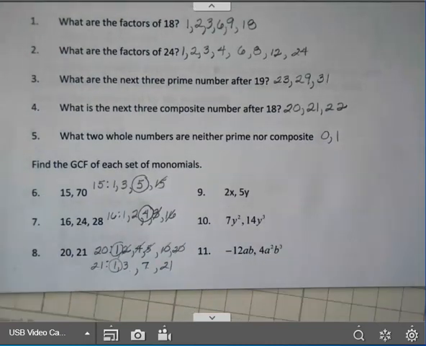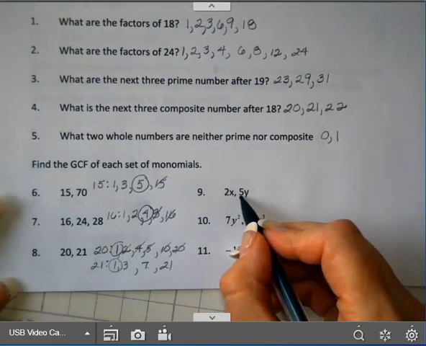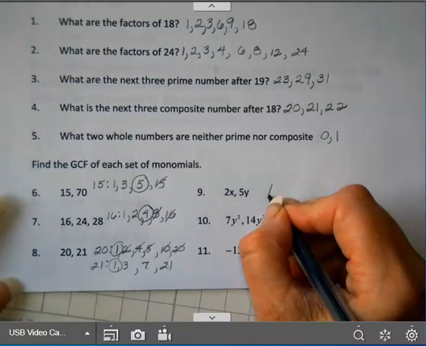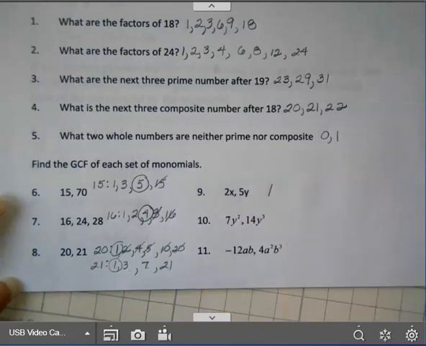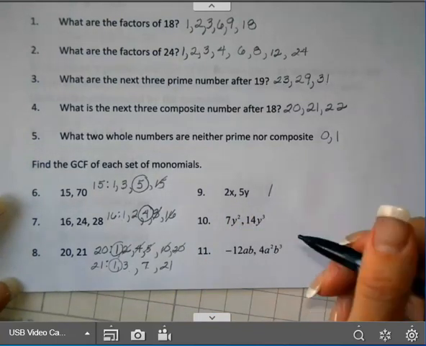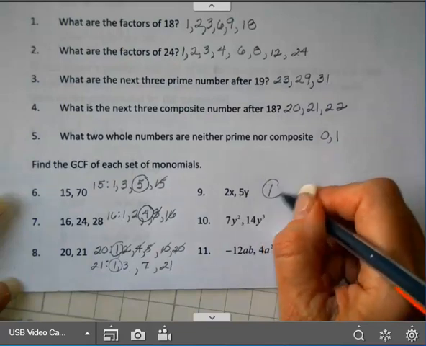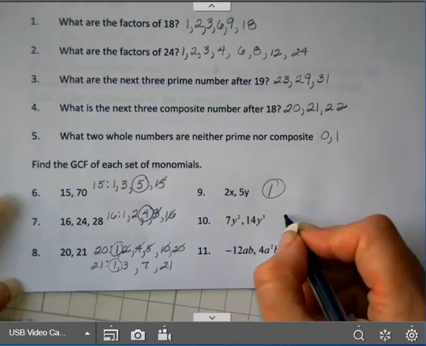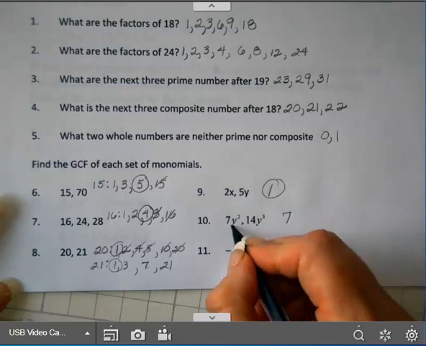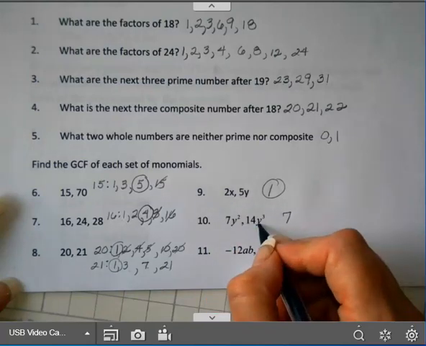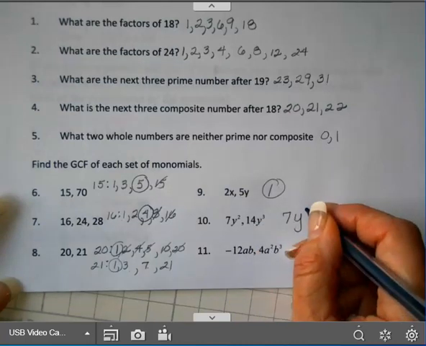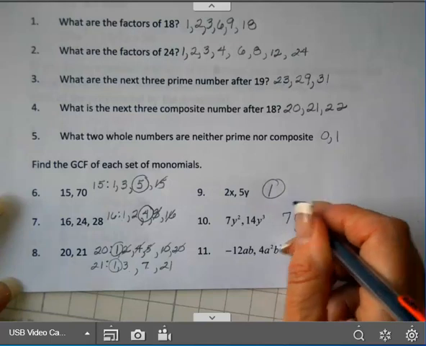Now we have some letters for number 9. 2 and 5 do not have anything but 1 in common. This has x's, that has y's, so x and y have nothing in common, so my greatest common factor is just 1. On the next one, the biggest number that goes into 7 and 14 is 7. This has yy and this has yyy, so they have 2 y's multiplied together in common, so I'm going to have y squared on that one.